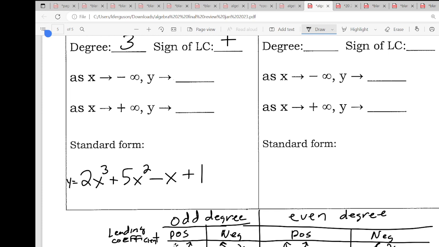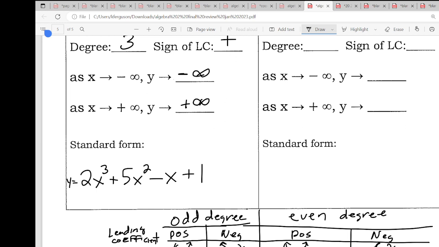as x approaches negative infinity, y is approaching what? Negative infinity because it's going down. As x approaches positive infinity going this way, y is approaching what? Positive infinity, it's going up. And that's how I deal with end behavior.